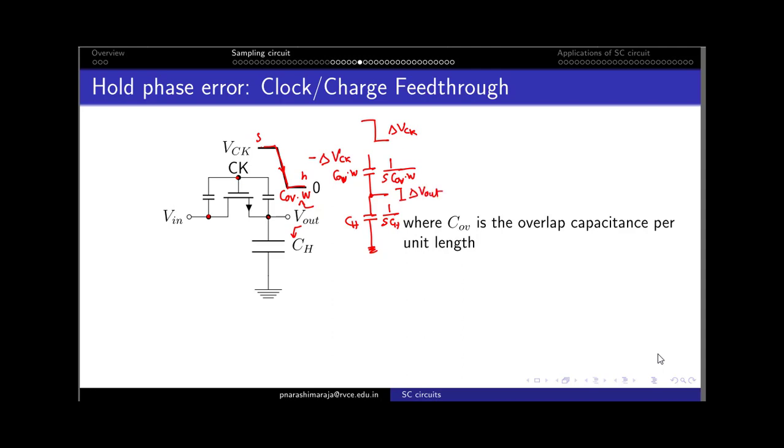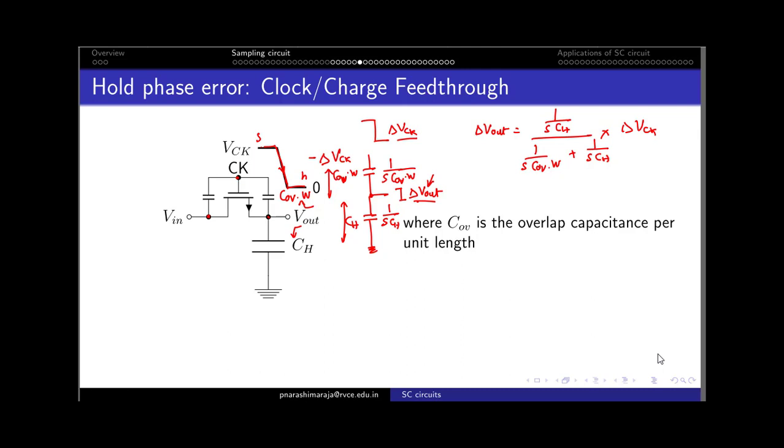Now we want to evaluate how much change happens in delta Vout. To evaluate that, one can use the voltage division rule, which states that delta Vout is defined as the impedance of the hold capacitor, which is 1/(sCH), divided by the sum of these two impedances.